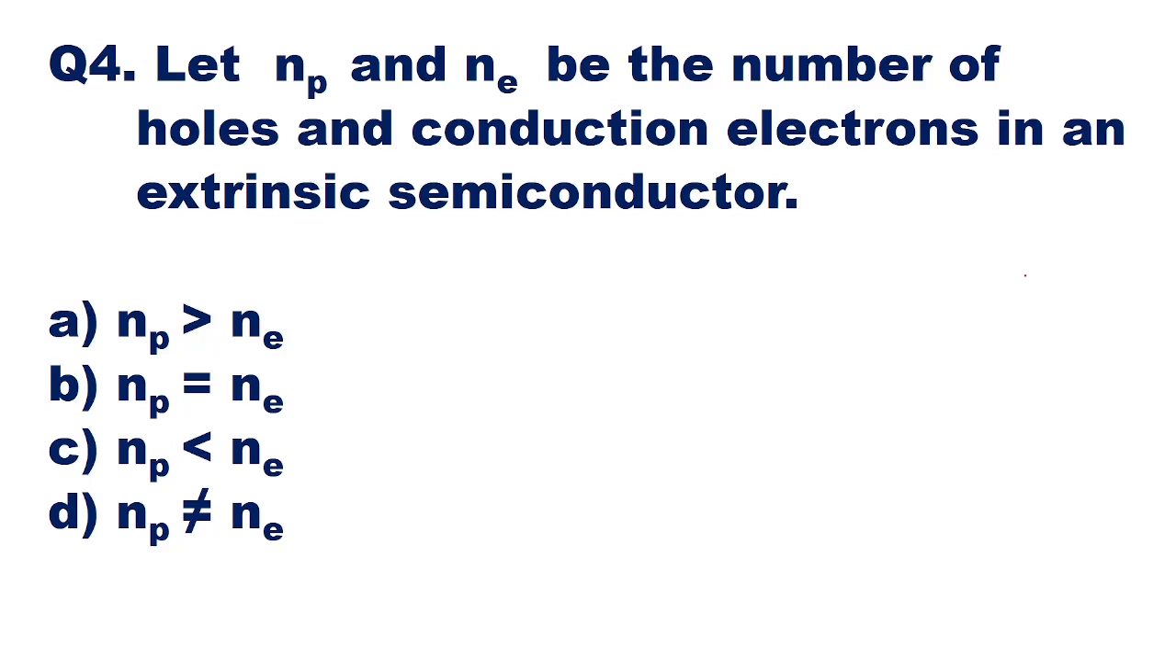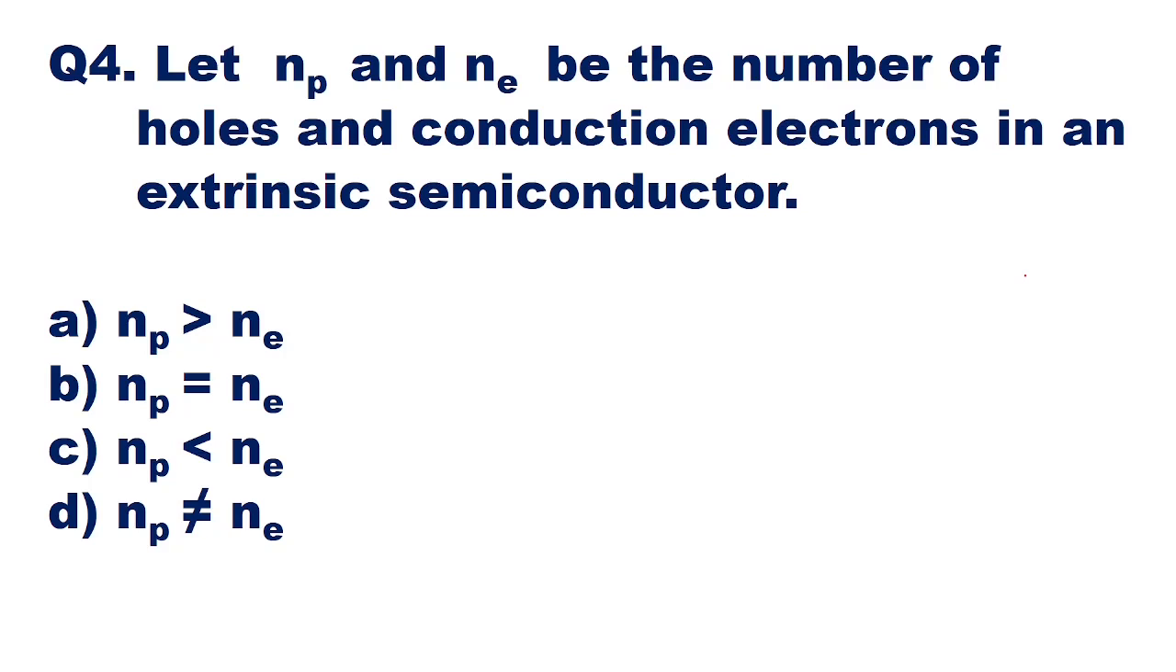So the options here are whether Np is greater than Ne, that is, number of holes is greater than number of conduction electrons; whether Np is equal to Ne, that is, number of holes is equal to number of conduction electrons; whether Np is less than Ne, that is, number of holes is less than number of conduction electrons; and whether Np is not equal to Ne, that is, number of holes is not equal to number of conduction electrons. This is what we are going to analyze in an extrinsic semiconductor.